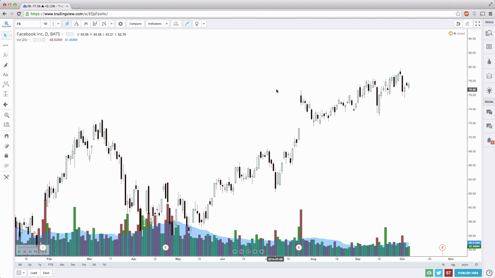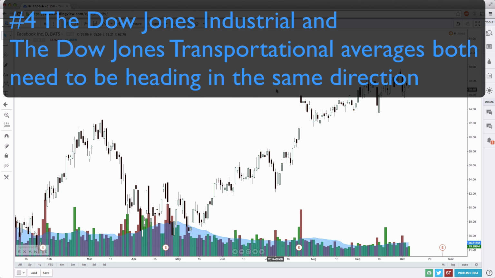Number 3 is that the market has 3 phases. I love that one. I'll get back to that one in just one moment. Number 4 is that the averages must confirm each other. This is the Dow Jones Transportation and the Dow Jones Industrial.